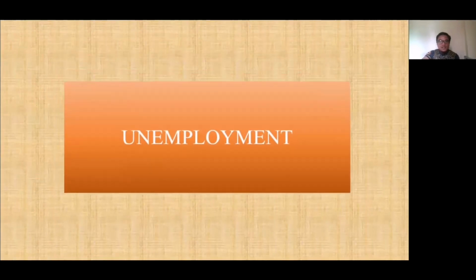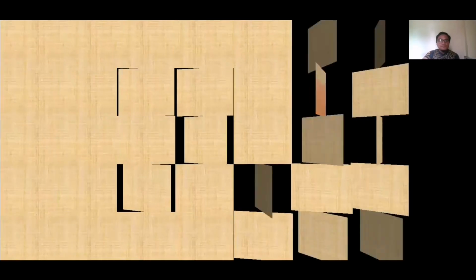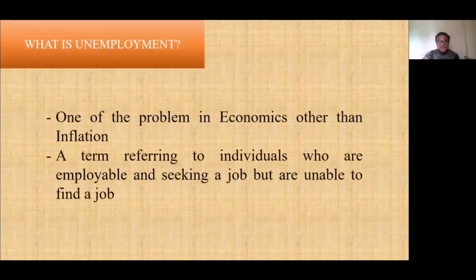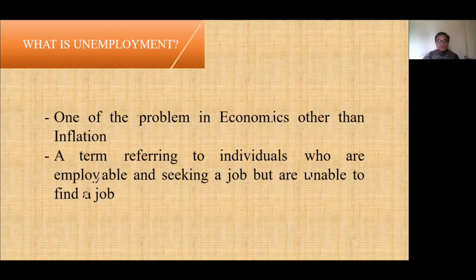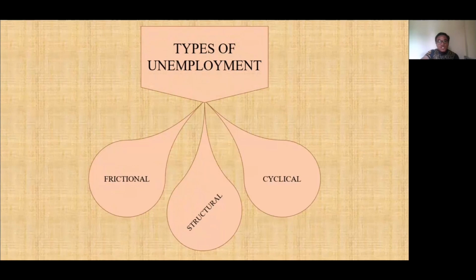So I will tell you the analysis of unemployment. So what is unemployment? Unemployment is one of the problems in economics other than inflation, and it is a term referring to individuals who are unemployable and seeking a job but are unable to find a job. So what are the types of unemployment? There are three. The first one is frictional, the second one is structural, and the third one is cyclical.